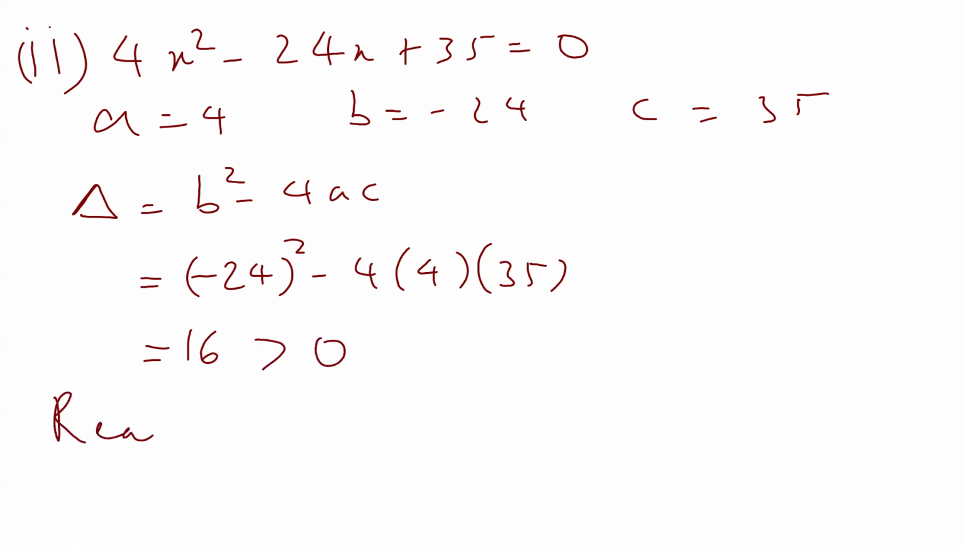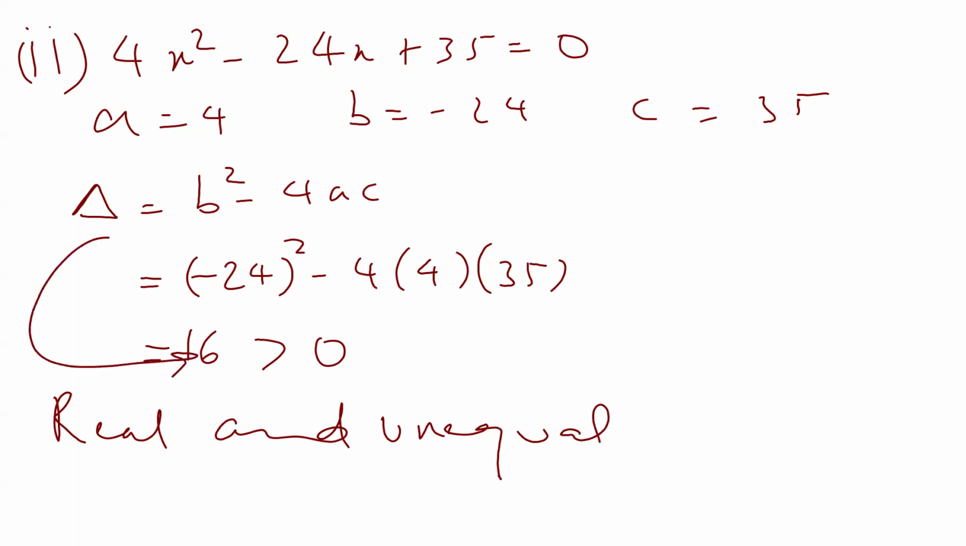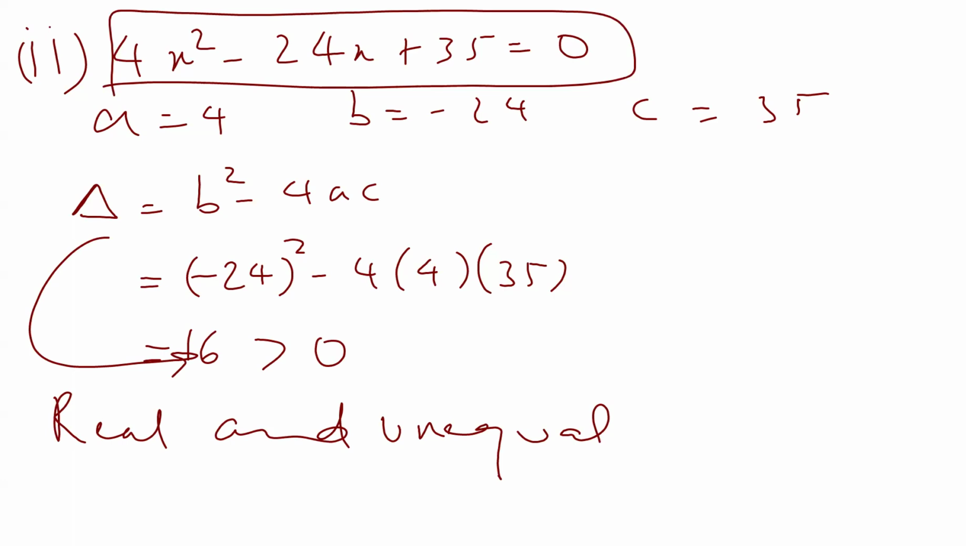So real and unequal, because it is only greater than 0, not equal to 0. Now delta is a perfect square, and moreover, there are no roots in the quadratic equation. So if the delta is a perfect square and there are no roots in the quadratic equation, the roots are rational as well.